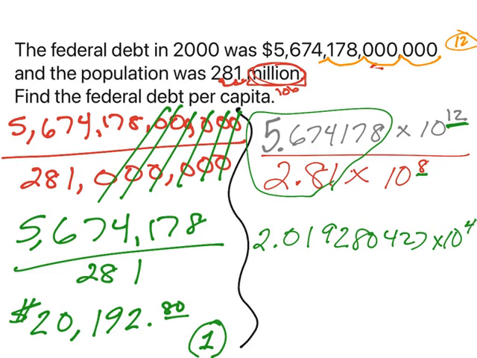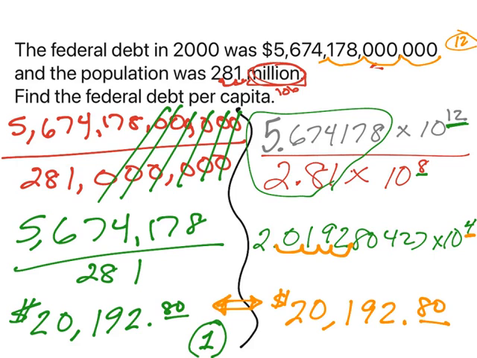Then to change that back to standard form, I say, okay, my exponent is 4. So I go 1, 2, 3, 4. So I have $20,192.80. So you'll notice you get the same answer no matter which approach.